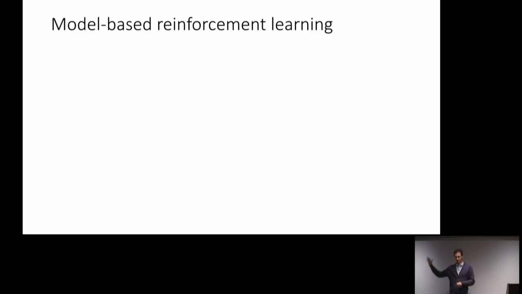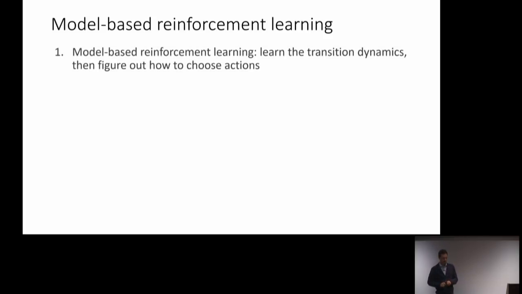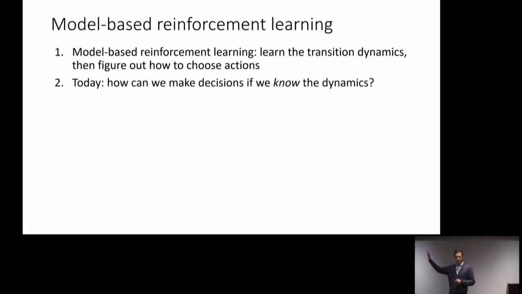So let's talk about model-based reinforcement learning. Model-based reinforcement learning is when you learn the transition dynamics, and then you figure out how to choose actions using those learned transition dynamics. There are a few general formulas. Oftentimes they involve iteratively updating your estimate of the transition dynamics, but the high-level idea is always the same: you're going to try to learn the transition dynamics and then use those learned dynamics to choose actions, and sometimes you'll alternate these steps. Today we're going to talk about how you can make decisions if you already know the dynamics, if someone already did that learning for you.